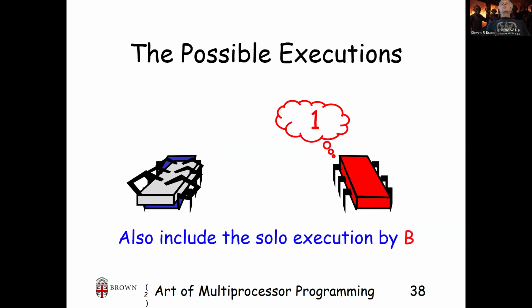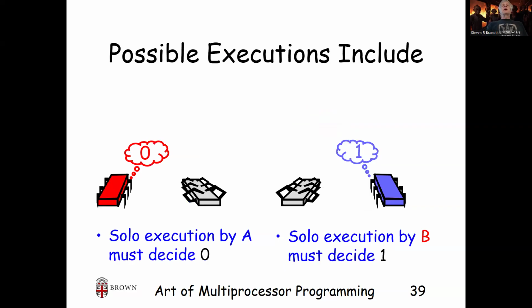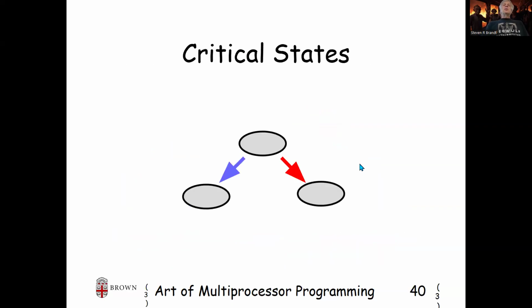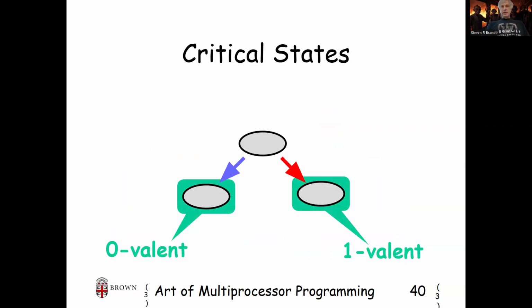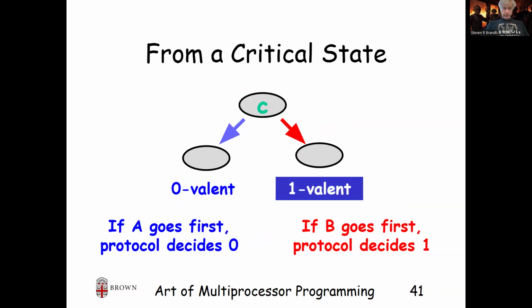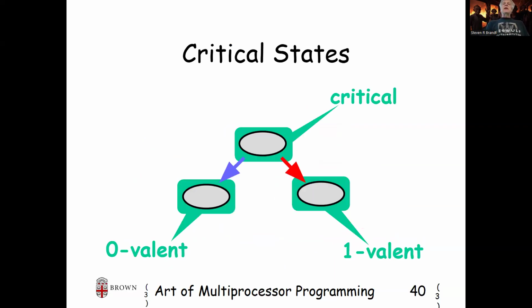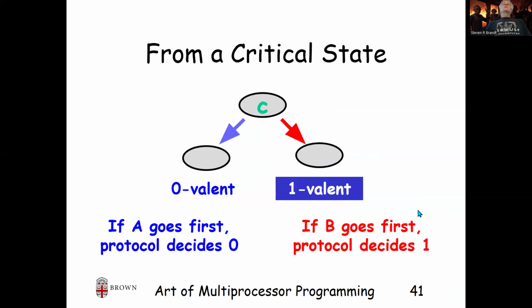So they have to somehow work with solo executions and come up with the same value with these two processors either way. So possible executions include this. This one runs solo and gets a 0, and this one runs solo and gets a 1. So we have critical states and a 0 valent and 1 valent state, right? And so a critical state is a state that on the next move, it's either 0 valent or 1 valent. And so from a critical state, if A goes first, protocol decides 0. And if B goes first, protocol decides 1, right?